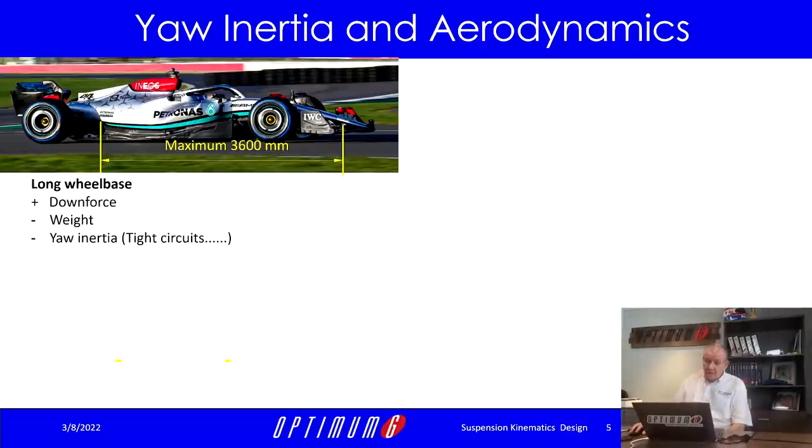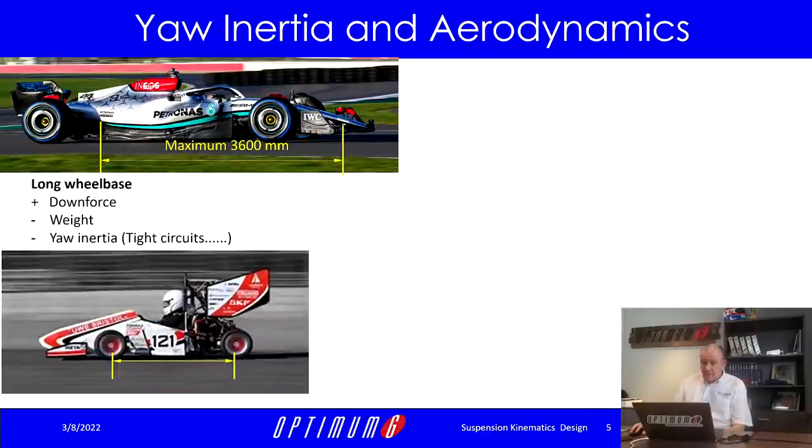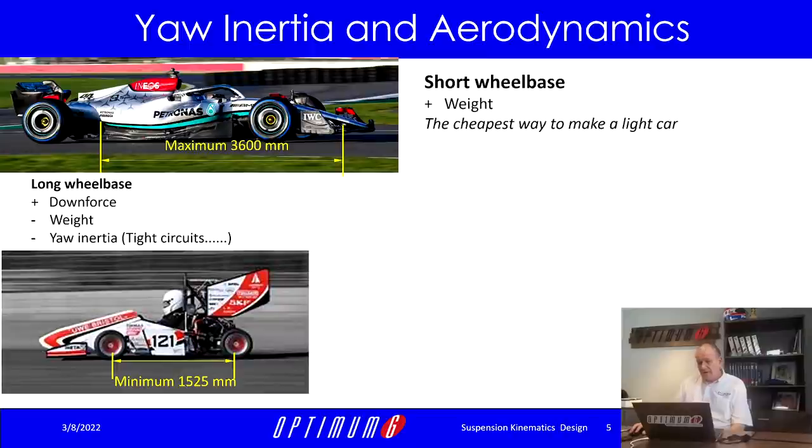A lot of yaw inertia improves the stability but reduces the response. And when you go on a circuit like Monaco, for example, it's going to be difficult. Now, the minimum wheelbase for a Formula Student, for example, is 1525. So the short wheelbase has an advantage.